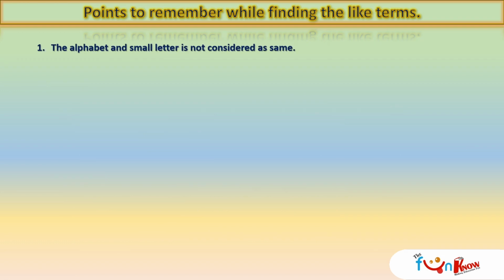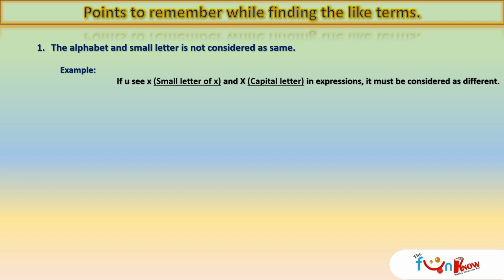So the first point which you have to remember while finding the like term is that the alphabet, capital letter, and small letter are not considered the same. That means, students, alphabet means capital letter. So a capital letter and a small letter are not considered the same in an expression. They are considered two different terms. For example, you can see on the screen, small x and capital X in an expression will be considered a different term. Now let us see with an example, students, how it will be.